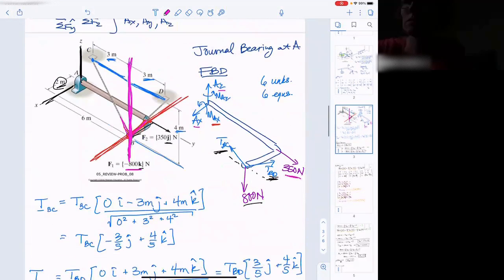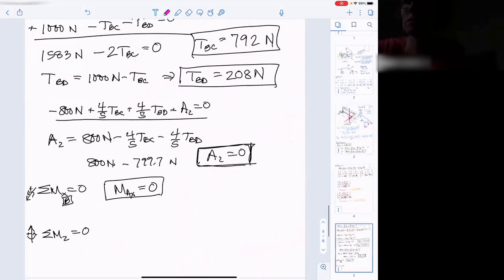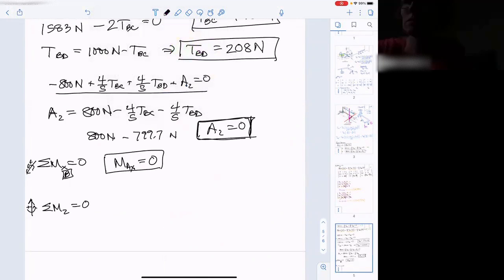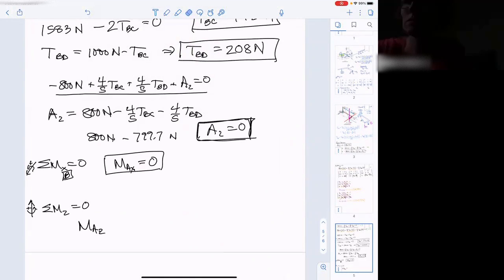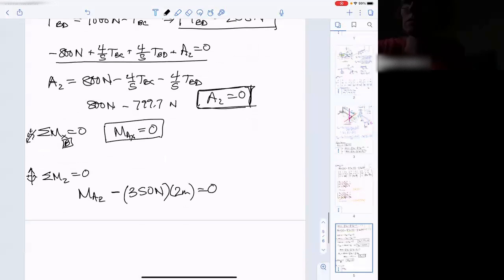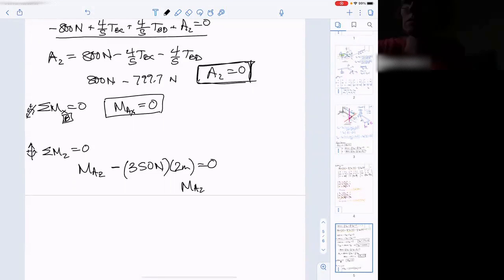So let's do that summation. In our moment about the z-axis, I will have MAZ that I need to solve for, plus the moment caused by that 350 Newton force. And that's actually going to have a negative. Just looking at the picture, it's going to cause a negative 350 Newtons times 2 meters away from the axis, and that equals 0. And you solve it, you get that MAZ is a 700 Newton meter reaction couple that has to act to hold this whole system in equilibrium.